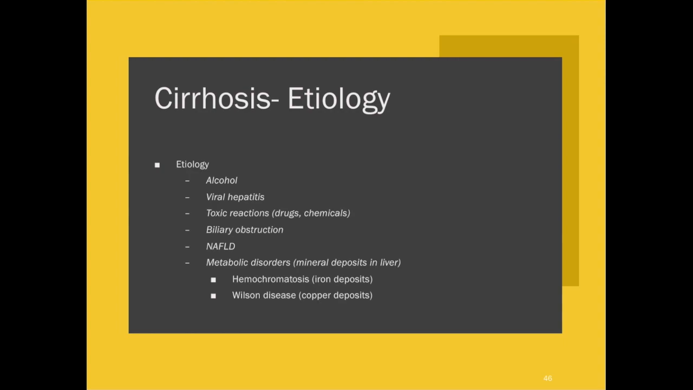Etiology of cirrhosis, we've really been talking about this entire presentation. So alcoholic fatty liver disease, viral hepatitis, a toxic reaction to a drug or chemicals, a biliary obstruction that wasn't dealt with quickly enough, a non-alcoholic fatty liver disease. And there are these two kind of metabolic disorders that you don't need to know for your exam, hemochromatosis and Wilson's disease. So I'm not even going to go through them because it's just extra information that you don't need right now.